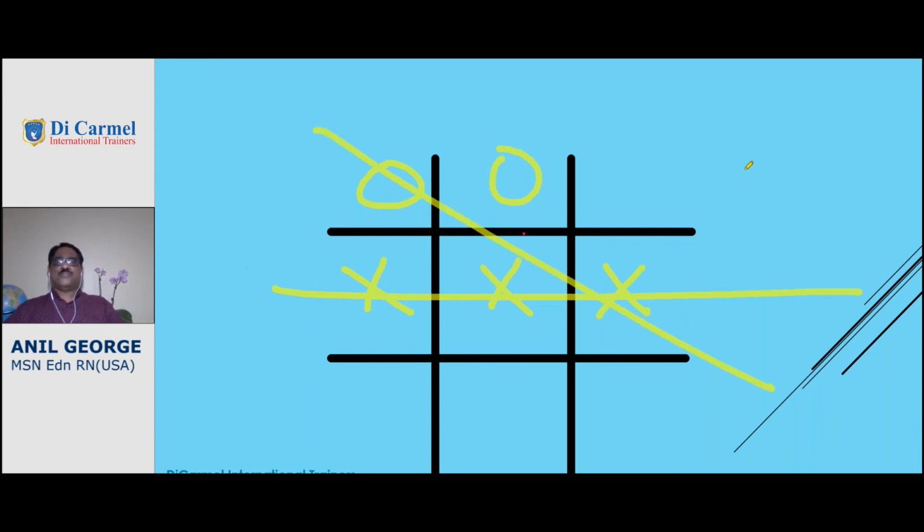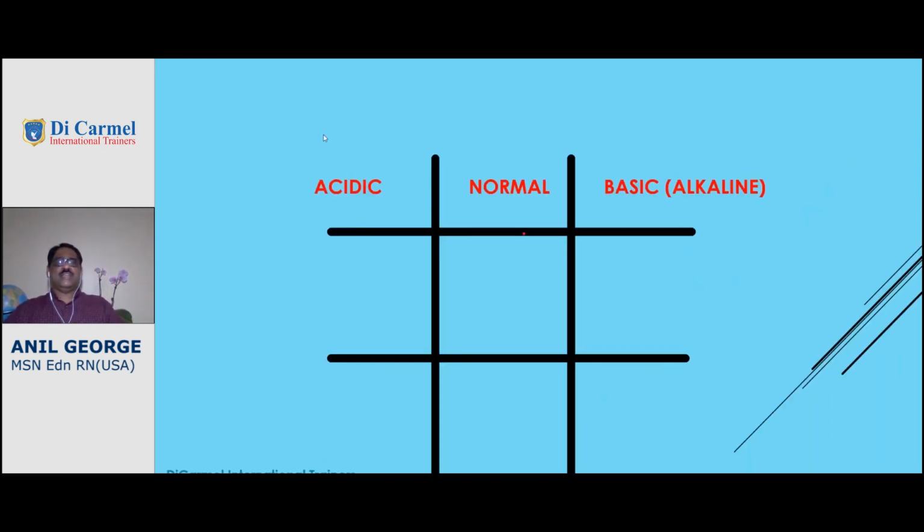The tic-tac-toe we talk about here has nothing to do with this, but rather we are going to see our pH, pCO2, and bicarb values distributed into these 3 columns. That's what we're going to see here. So this is the tic-tac-toe we're going to use. As you can see, it has those 3 columns: the first one acidic, then normal, and then basic, or what we call alkaline.